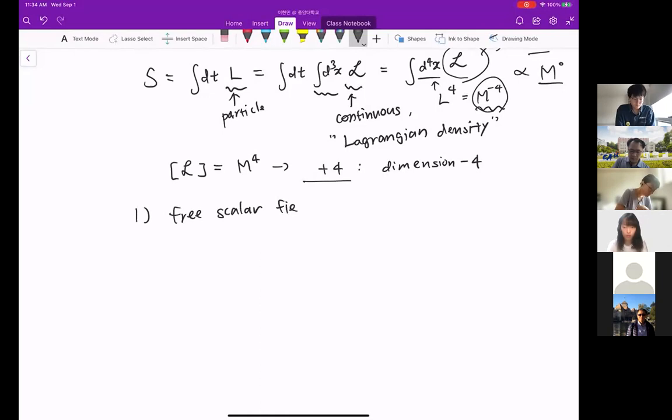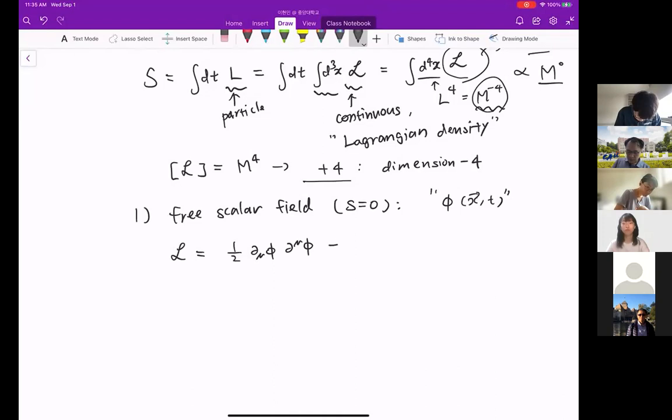Somehow we want to describe a spin zero object. You can think about a wave function without spin information, just like a pion, which has no spin, for instance. The Higgs has no spin either. Because of that, the Lagrangian density in this case uses the scalar field we call phi, and phi is a function of space and time. Then the Lagrangian for the free scalar field can be written in this particular form.